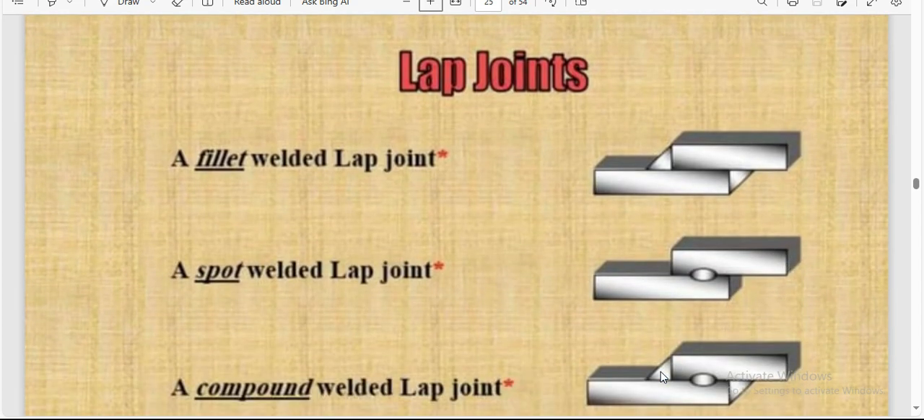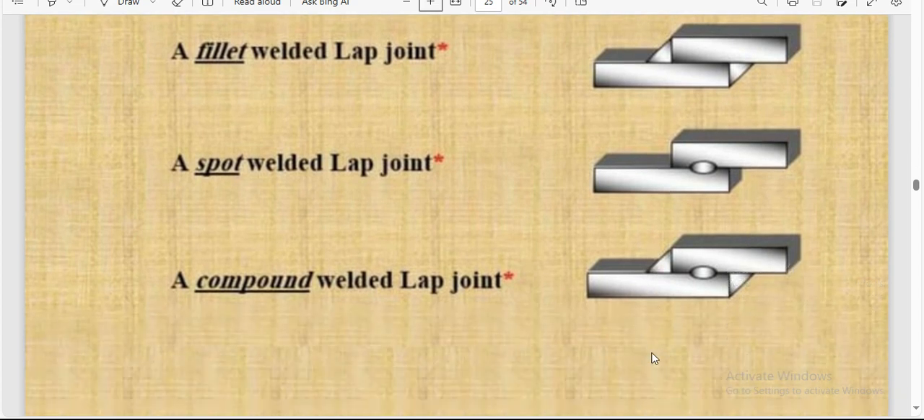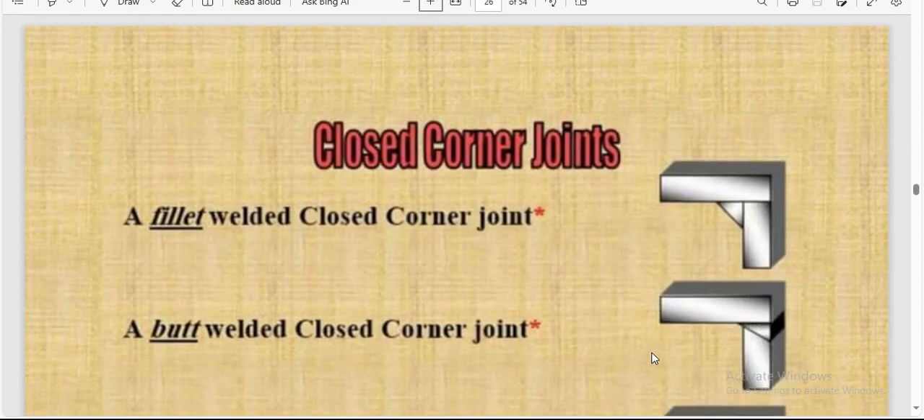Lap joint means, as you now see, the faces of the plates are overlapped. This and this one overlapped, then joined in a single way, maybe on each side, maybe in double form. Closed corner joints.